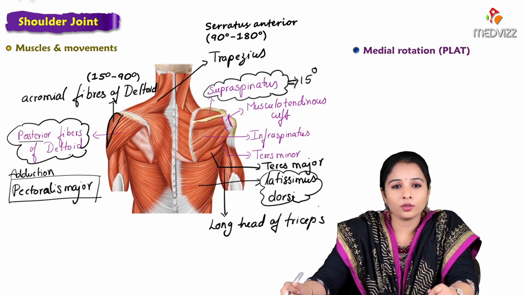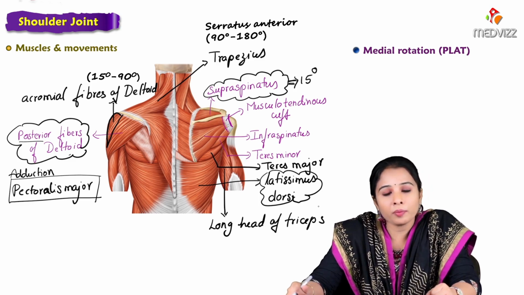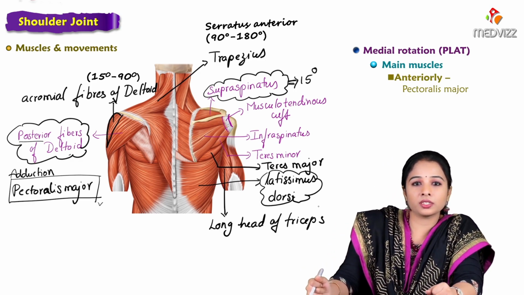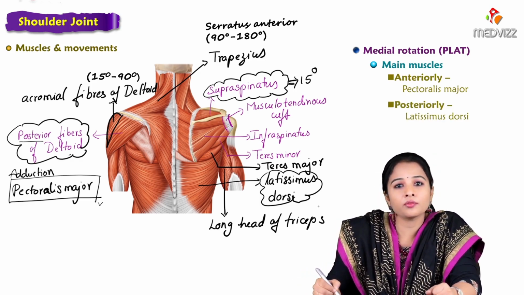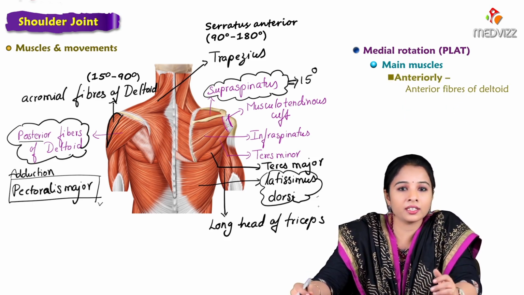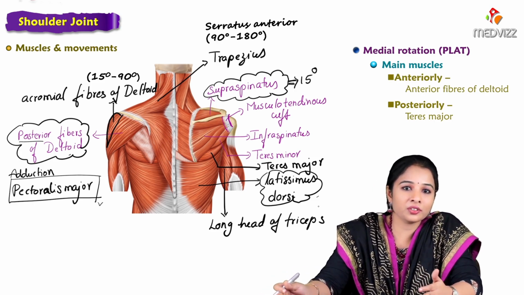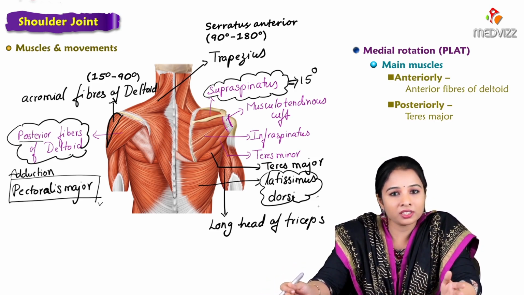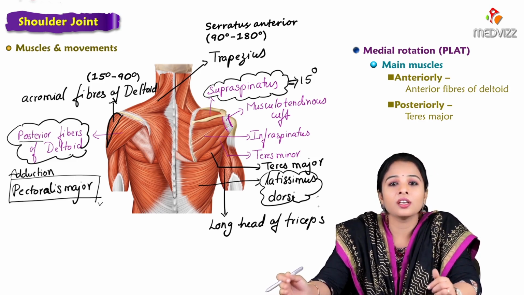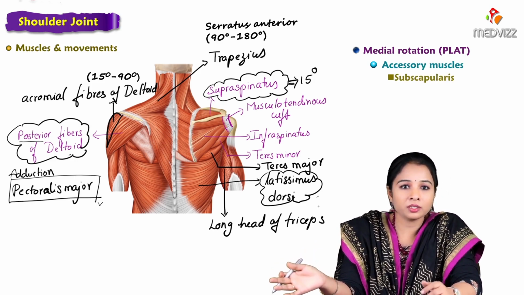Next, about the medial rotation. Medial rotation of the shoulder joint is brought by the pectoralis major muscle. So anteriorly the pectoralis major muscle, and latissimus dorsi from the posterior aspect, anterior fibers of deltoid again from the anterior, and teres major from the posterior. So one anterior, one posterior, you have to remember. Pectoralis major, latissimus dorsi, anterior fibers of deltoid, teres major. And the accessory muscle of medial rotation is the subscapularis muscle.